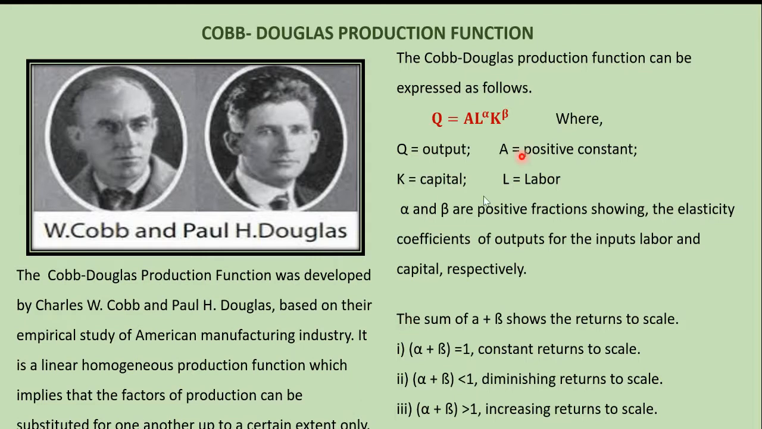So the Cobb-Douglas production function can be expressed as Q = A L^alpha K^beta. Here Q stands for quantity, A is a positive constant, K stands for capital, and L stands for labor. The powers alpha and beta are positive fractions showing the elasticity coefficients of output for the inputs, labor and capital respectively.